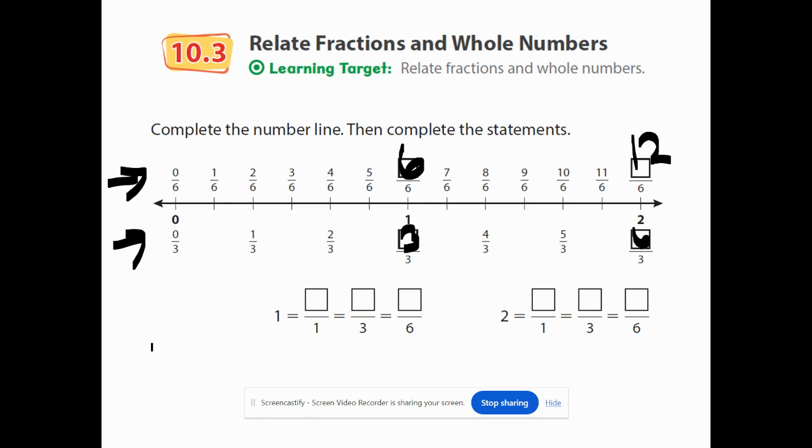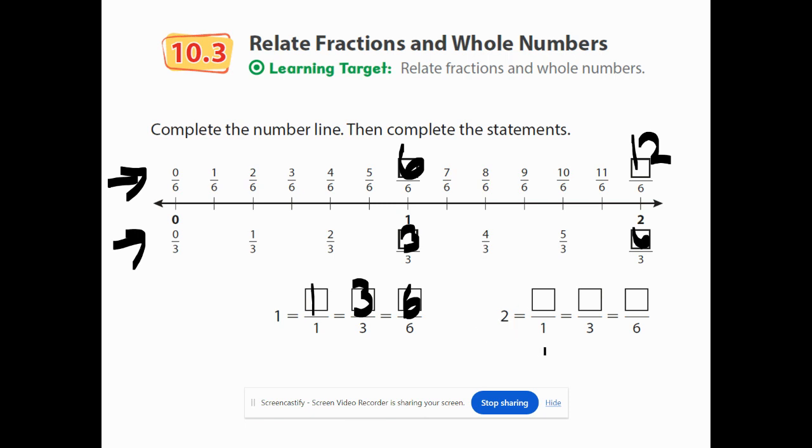If we look at a whole number of 1, we're trying to look for an equivalent fraction to the whole number of 1. Here we know that 6/6 is equal to the whole number of 1. But what else is equal to the whole number of 1? Well, we have 3/3. 3/3 is equal to the whole number of 1. And we can also put 1/1, which is equal to the whole number of 1.